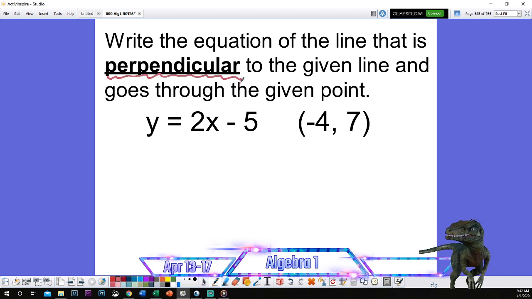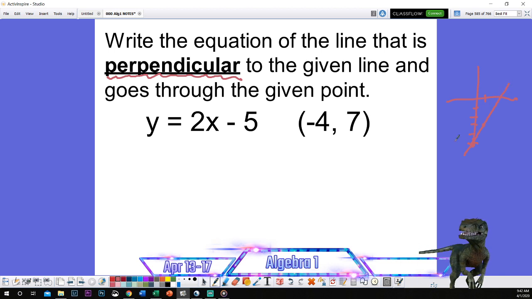So those last three that we just did, we were trying to find the line that was parallel. This time I want to take this line, y equals 2x minus 5. So let's pretend we have this graph here, 1, 2, 3, 4, 5. We have a point there and up 2 over 1. Okay, so we've got this line.